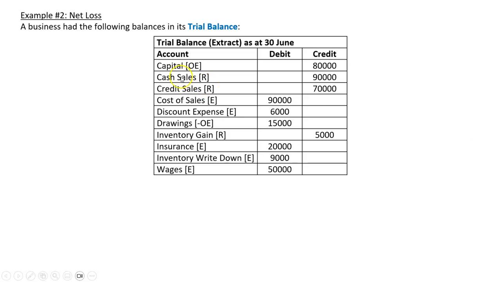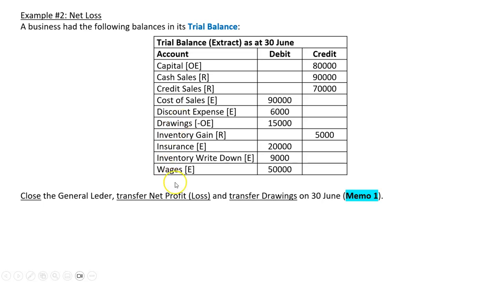So let's say in this case, now just looking at the trial balance, we can't tell there's a net loss. Now I've said there's a net loss, but we don't need to manually look here first and ask, did we make a profit or a loss? And this trial balance is incomplete. It just says extract, because I've only put the things we need for this particular topic. I haven't put any assets or liabilities. We've only got revenues, expenses, capital, and drawings. And we're being asked to close the general ledger, transfer the net profit or loss, and transfer drawings on the 30th of June. And our document will be Memo 1.